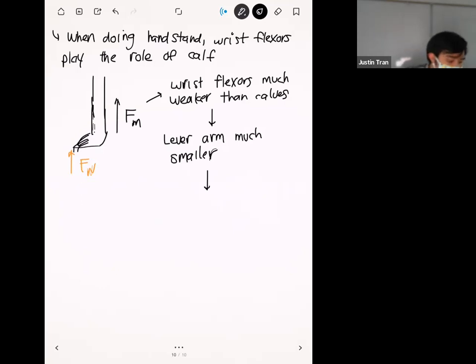And because of these two factors, we can quantify, or I should say, scientists have quantified, through laboratory experiments, how much torque the wrist flexors can produce. And it was found that the wrist flexors can only produce 10 Newton meters of torque.